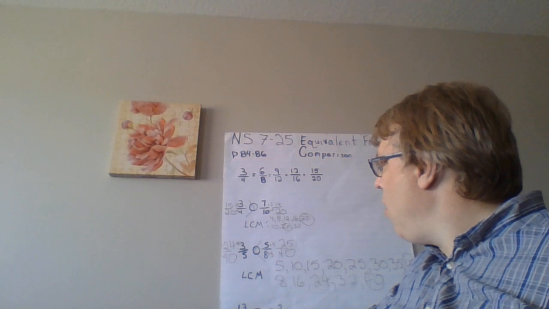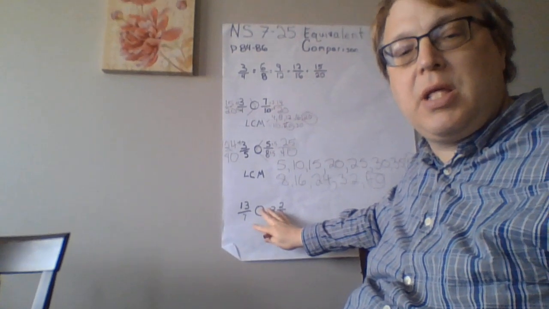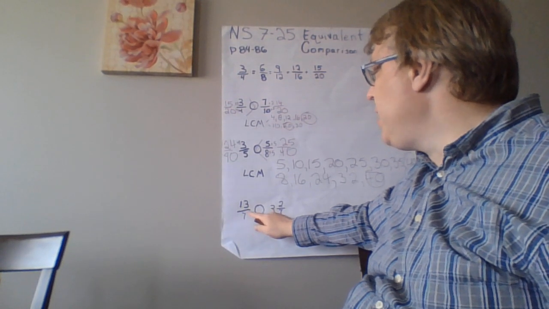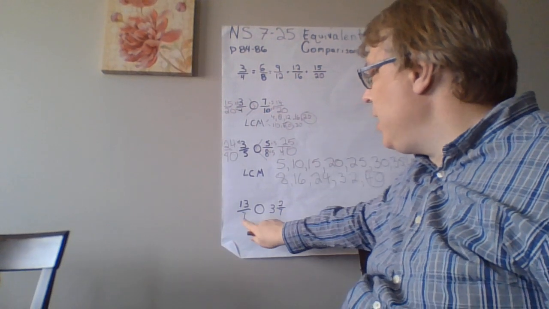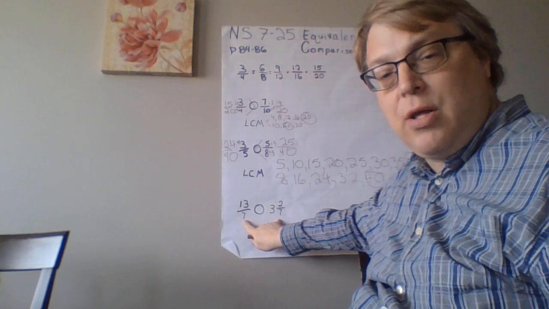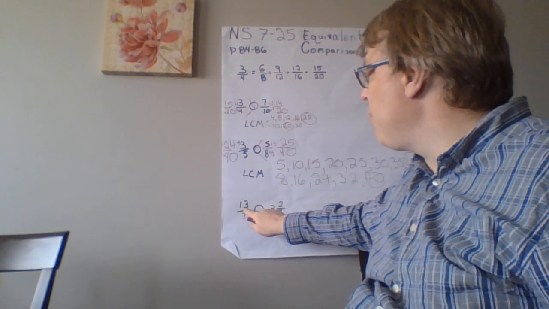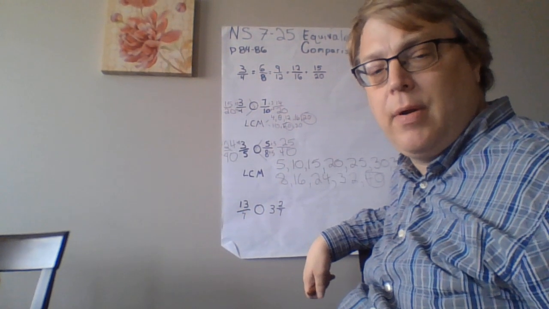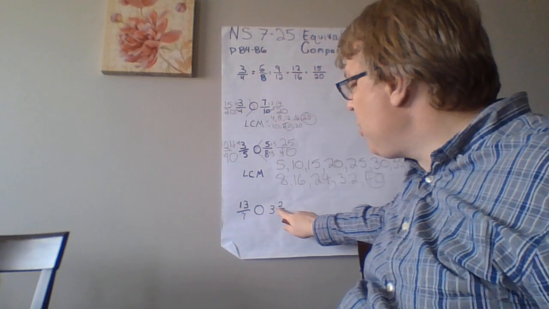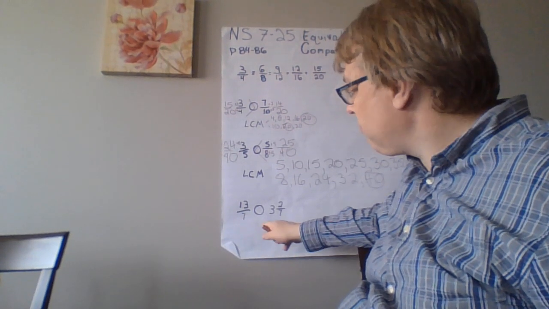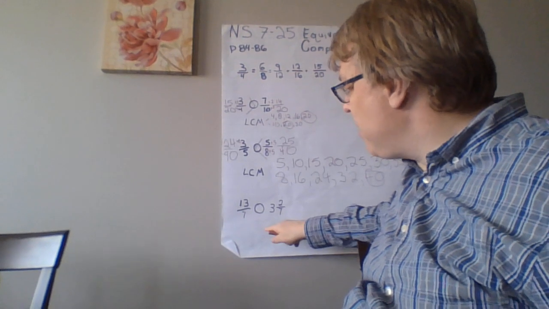Okay, let's do one last, and this is probably the hardest one. Let's call this the Smarty Pants question. 13 over 7 compared to 3 and 2/7. This time we don't have to change the denominator, but we have to change these into the same type of fraction. We have a choice. We can change this into a mixed number, or we can change this into an improper fraction. Let's do it both ways.